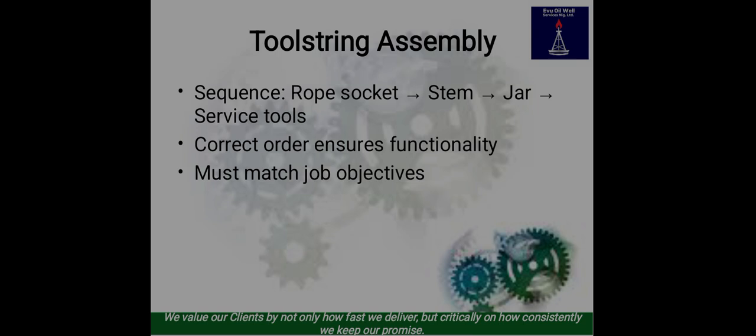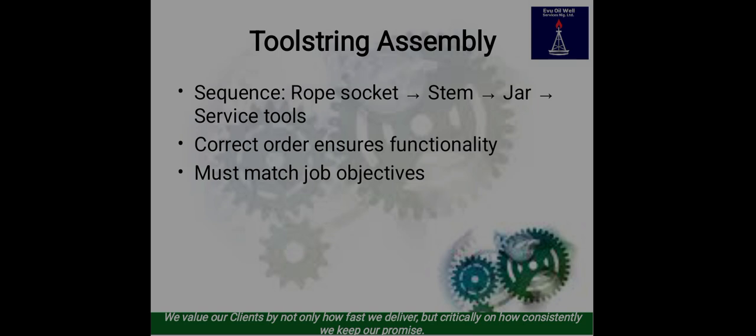I showed the trainees the sample of a tool string assembly. What is this tool string assembly? The tool string is a sequence of connected tools. The correct order is as follows. 1. The rope socket comes first in the tool string assembly.